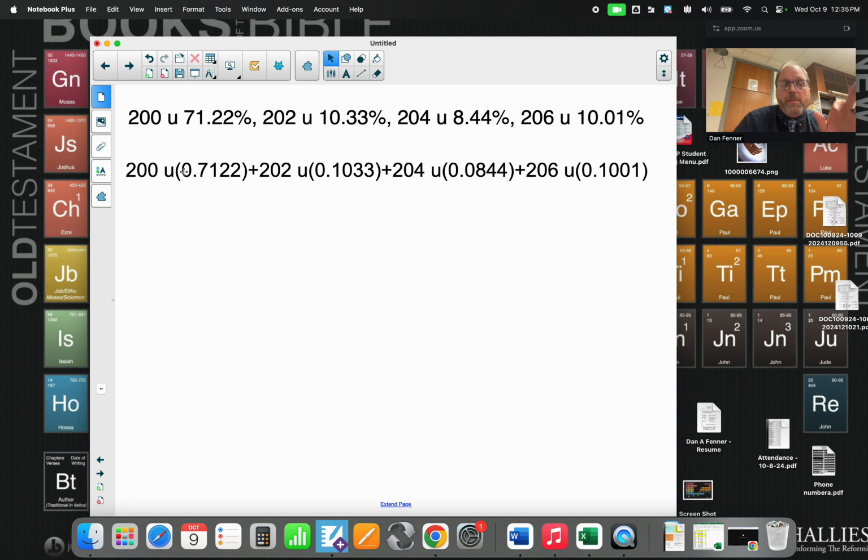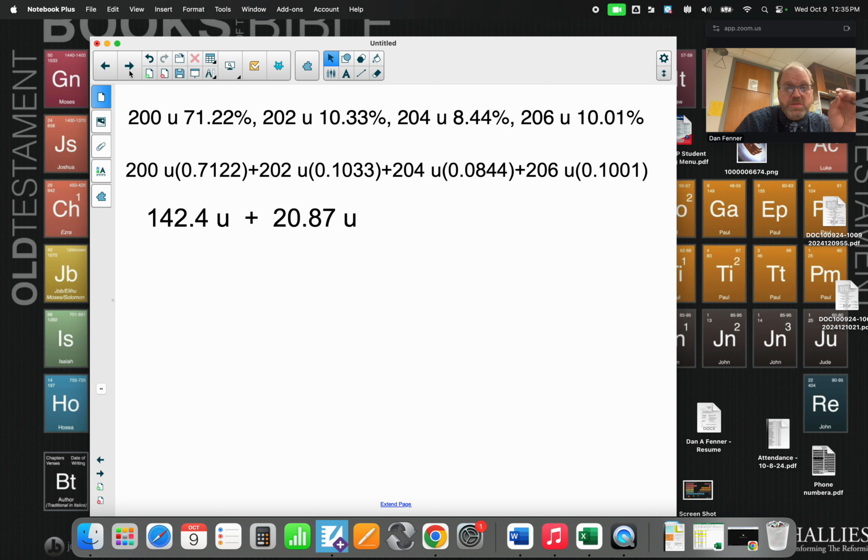We multiply through. Now remember sig figs. These numbers are exact numbers, so it's significant. I have 4 sig figs, 4 sig figs, 3 sig figs, 4 sig figs. So for the first one, you multiply it through, you should get 142.4U. Second one, multiply it through, 4 sig figs, we get 20.87U.